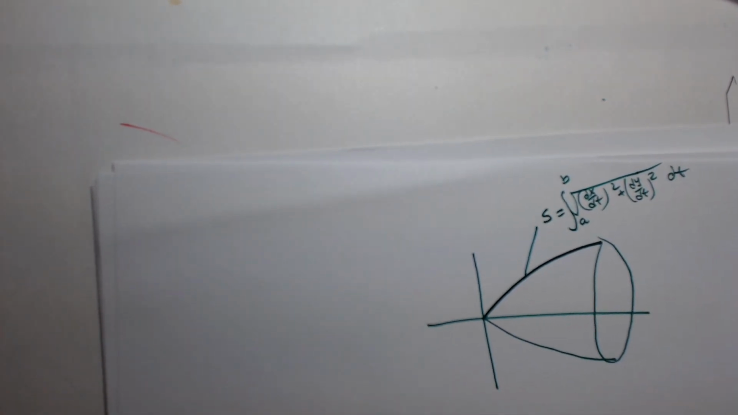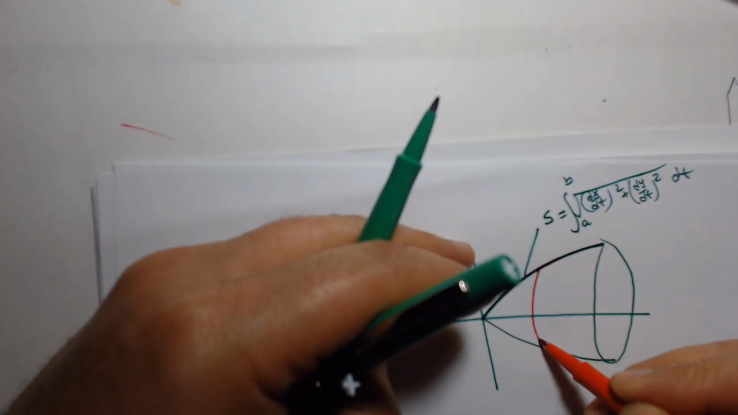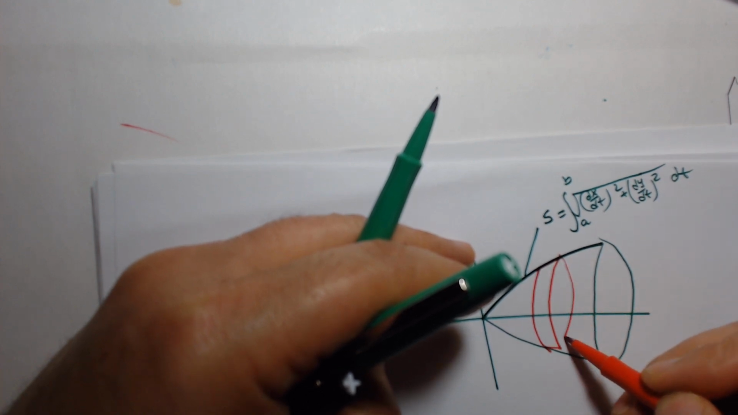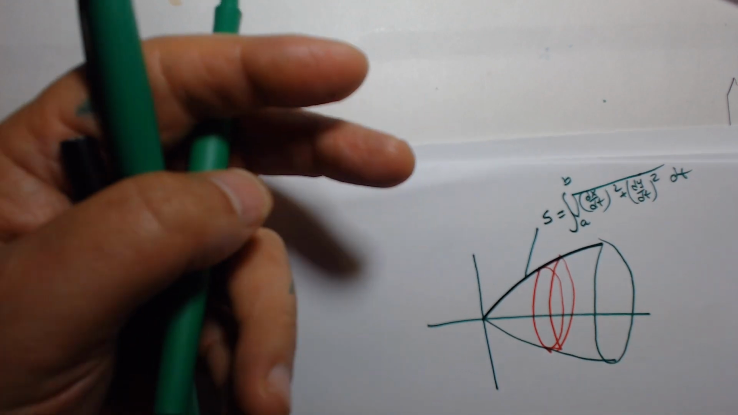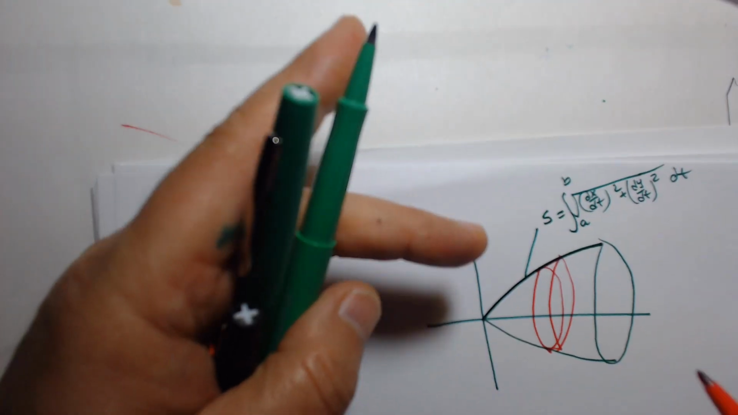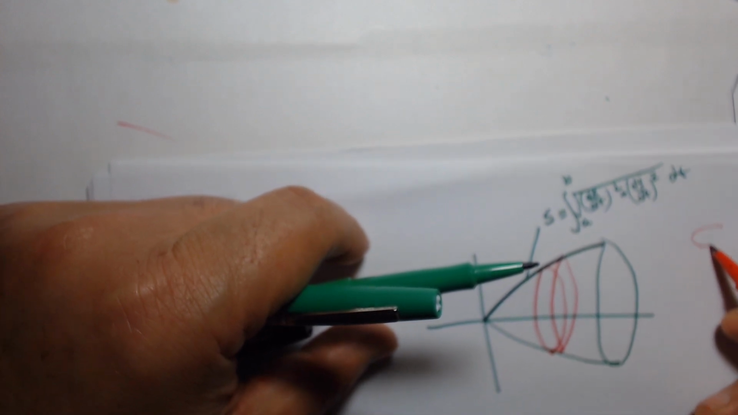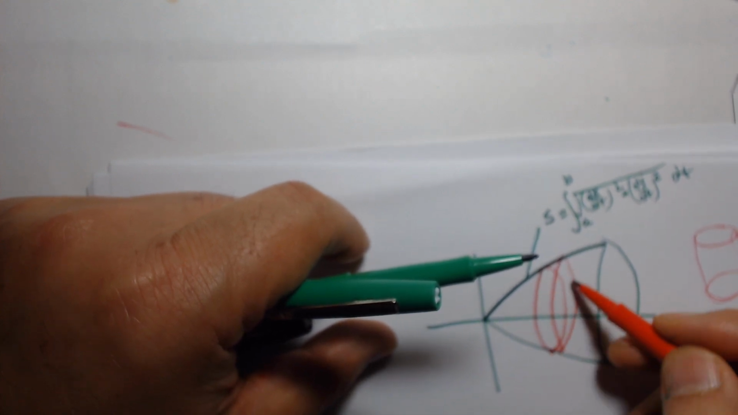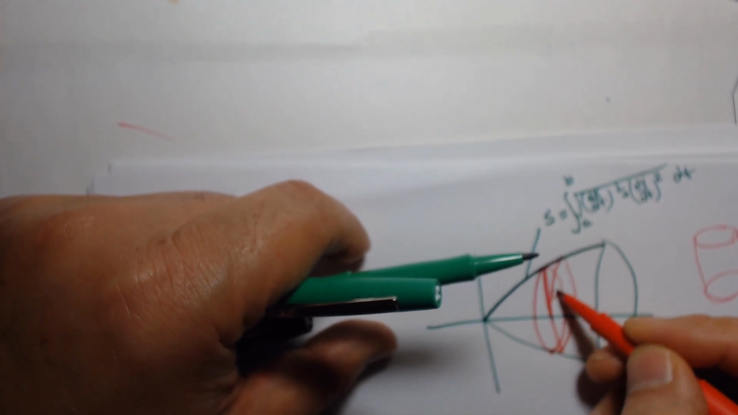Then if I want to find the surface area, I have to divide this into infinitely many disks. And the surface area is nothing except the surface area of a cylinder, which is 2 pi r times height. Therefore, I need a 2 pi r. And in here, your r is a y.